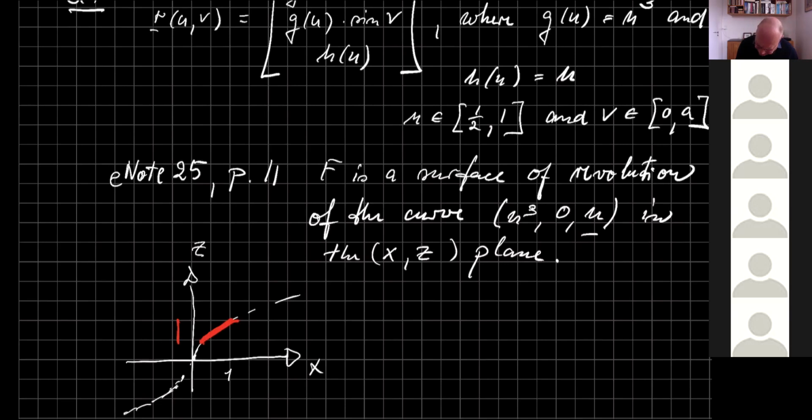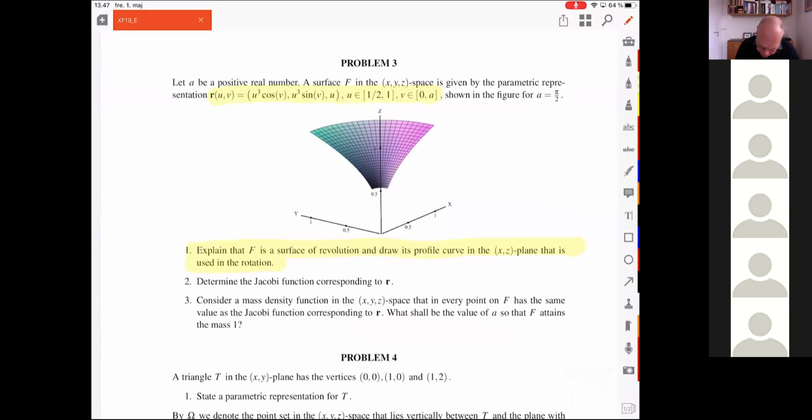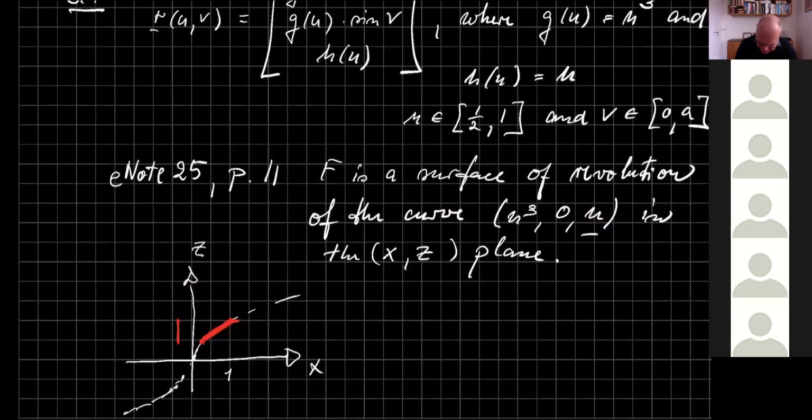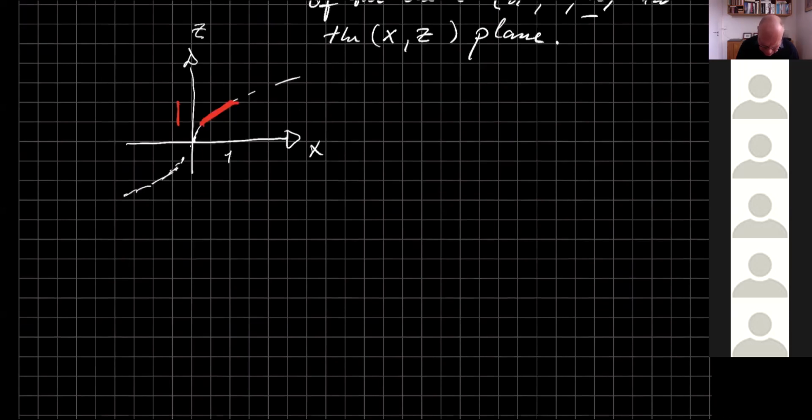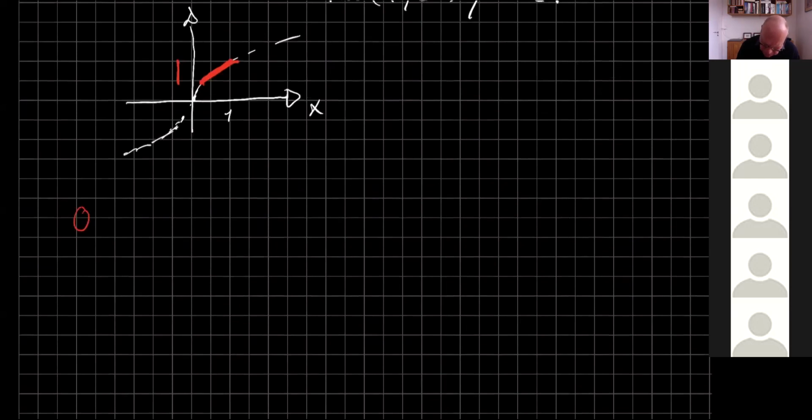Okay, let us look at the next problem here. We should simply determine the Jacobi function corresponding to R. Let's do this. This was question 1. Now we go to question 2. I just return to white. Okay, this one. And then question 2.